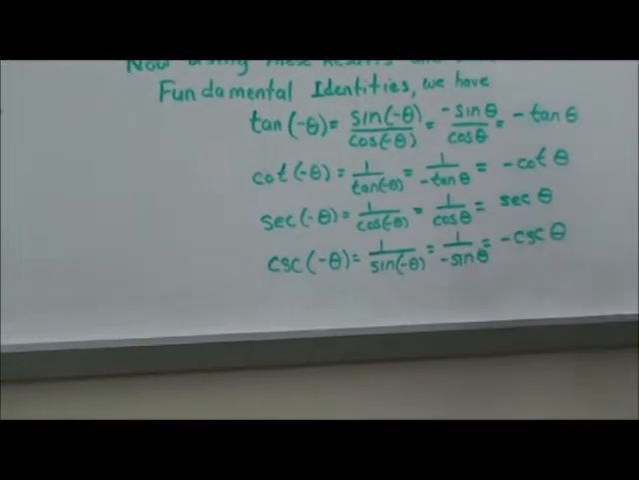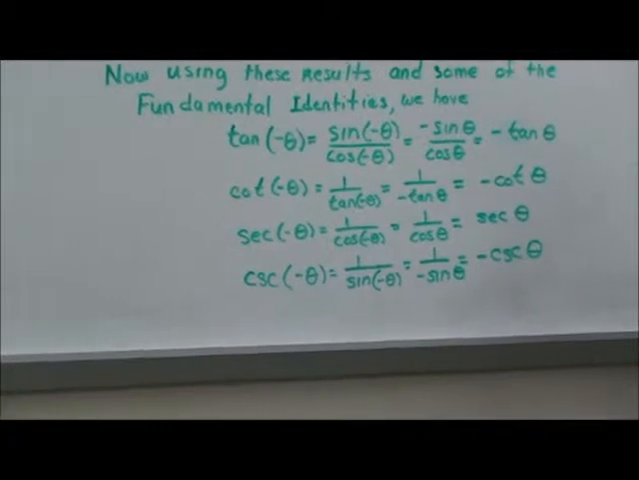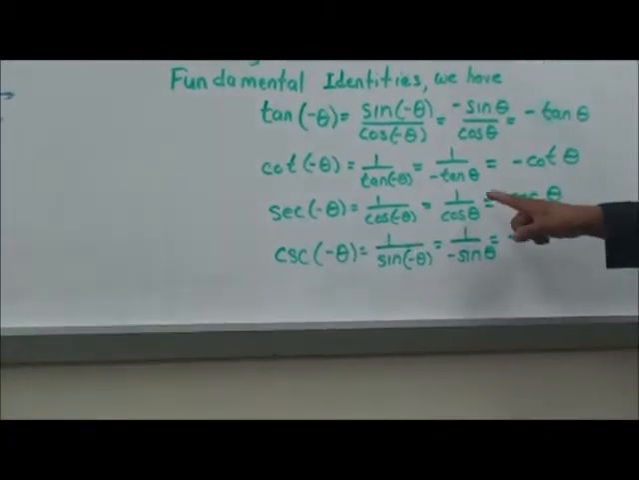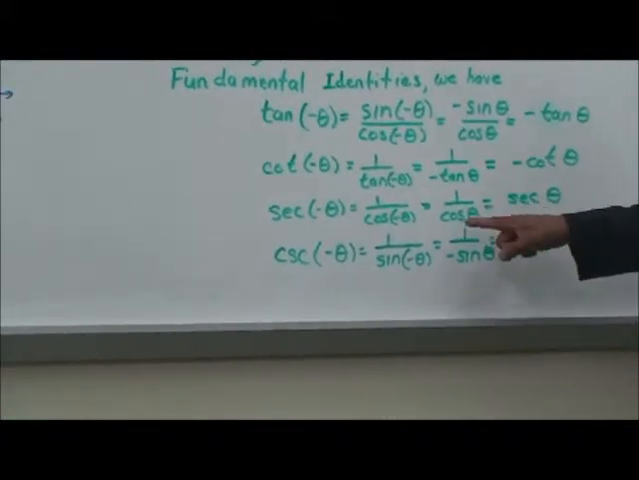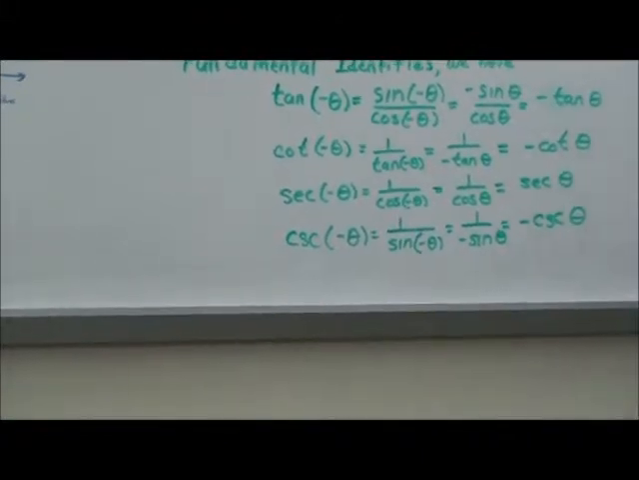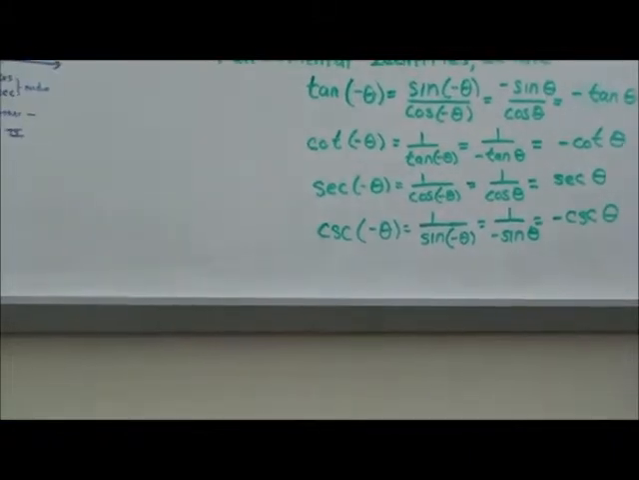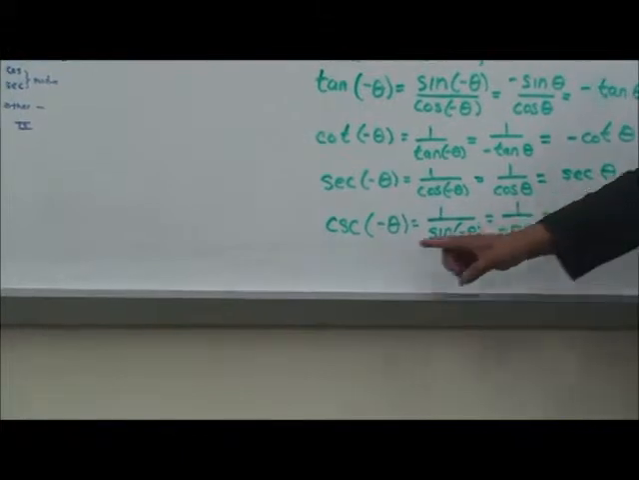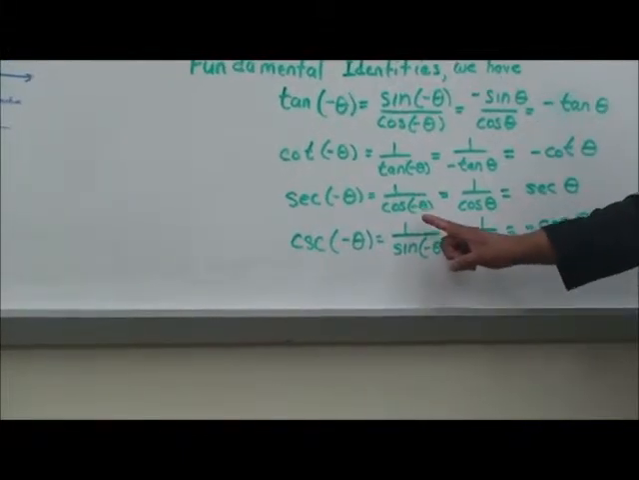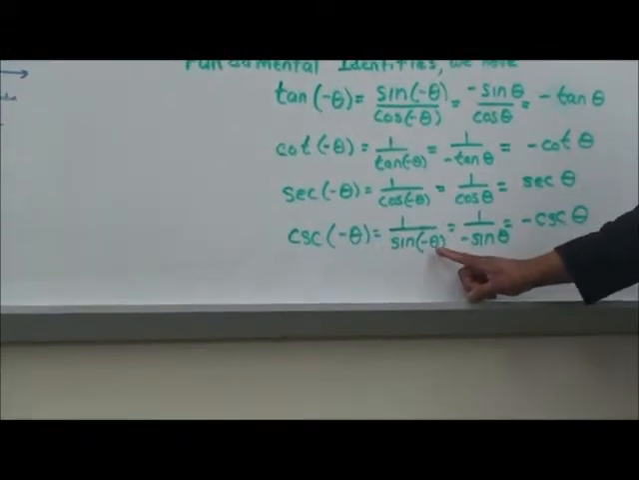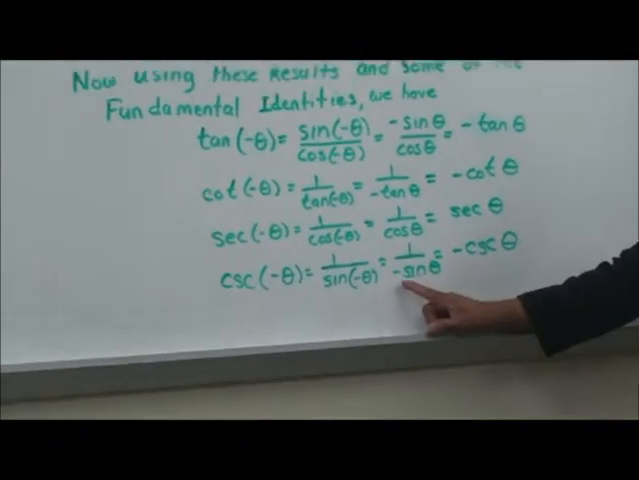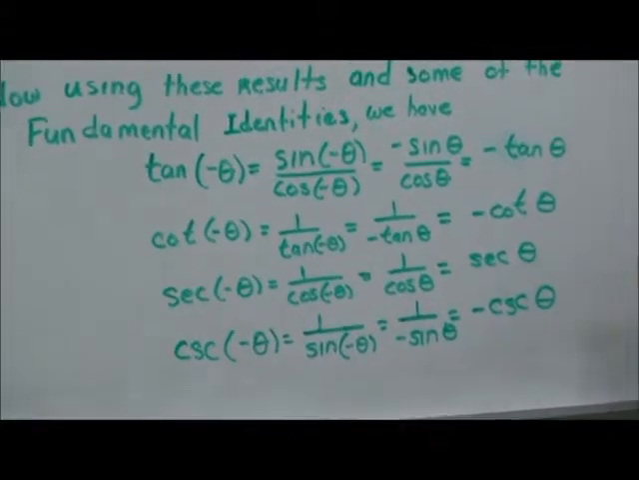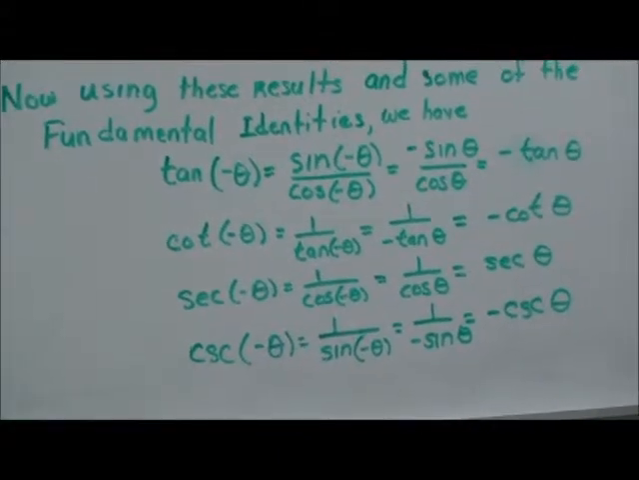Continuing on, secant negative theta is equal to 1 over cosine negative theta, and here we have 1 over cosine theta, which is equal to secant theta, which is your even property. Now, one more, cosecant negative theta is equal to 1 over sine negative theta, which equals 1 over negative sine theta, which is equal to negative cosecant theta, which is an odd property as well.